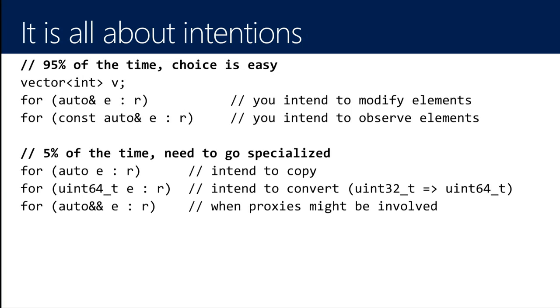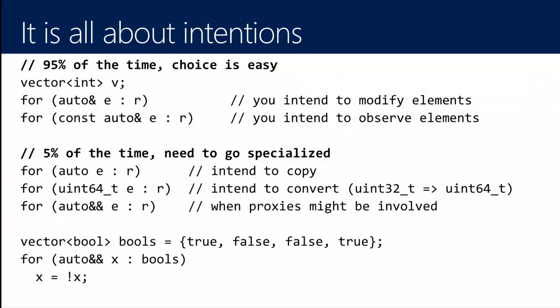There are cases, though, those 5% cases where they need to do something else. There are cases where you intend to copy, like the first example, that will take a copy. And there are cases where you intend to convert. And then there are also cases where proxies might be involved. An example of that is when you have a vector of booleans. You cannot get a reference directly to a bit, so a proxy is involved. And that's the case where you can use auto, and then the example below. So 95% of the time, it's a good bet.